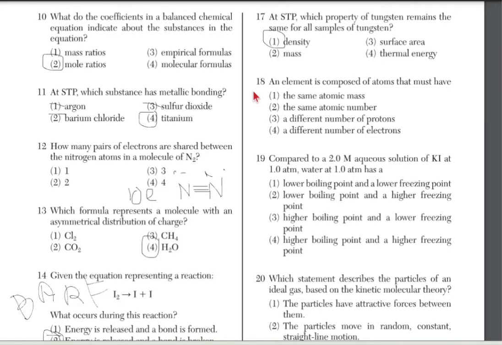An element is composed of atoms that must have... An atom is part of an element. On the periodic table of elements, any element, such as oxygen, must be made up of oxygen atoms that all have the same atomic number. So the answer is 2.